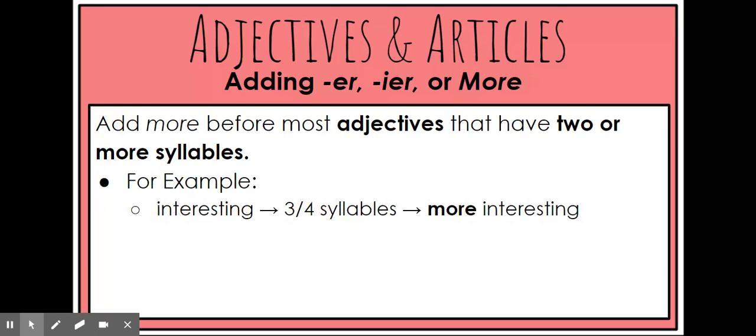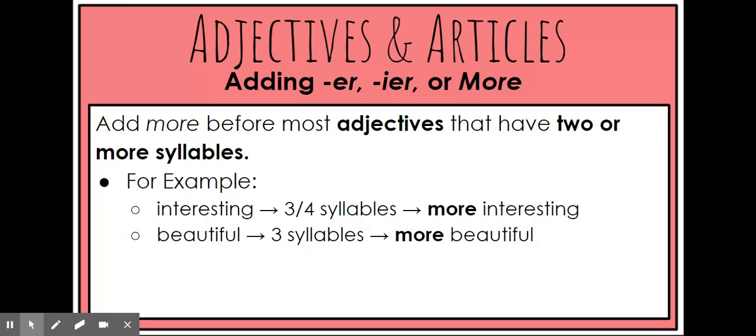So interesting. Interesting depends on how you say it. It technically has 4 syllables, but when we say interesting just in our everyday speech, it sounds like it has 3. But really the correct pronunciation would be interesting, which is 4. Either way, it has more than 2 syllables, and it does not end in y, so we say more interesting. We definitely do not say interestinger.